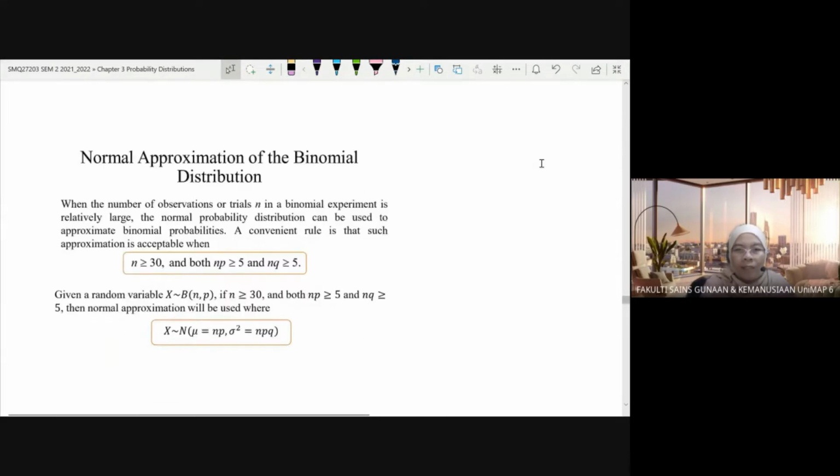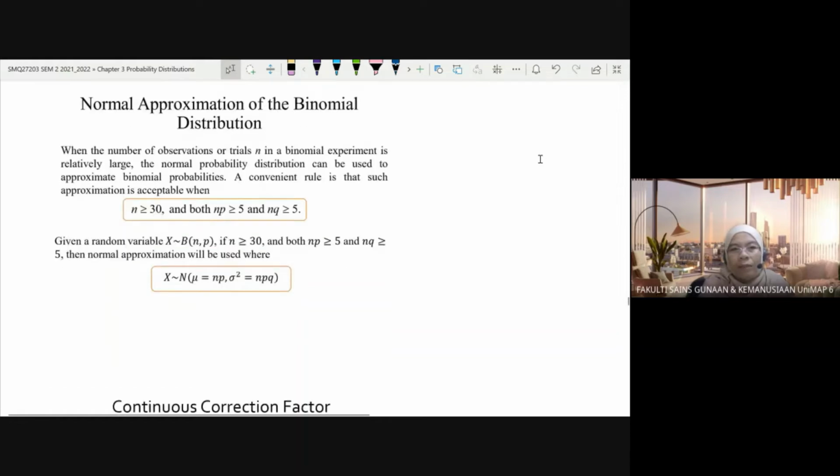Okay, so let us see the first case. That will be the normal approximation of the binomial distribution. So how does this come in? We know there are certain characteristics where the approximation can be done. For the binomial distribution, the first thing you should check is that n, the number of trials, is greater than or equal to 30. And the second one, both, please understand that you need to fulfill both criteria.